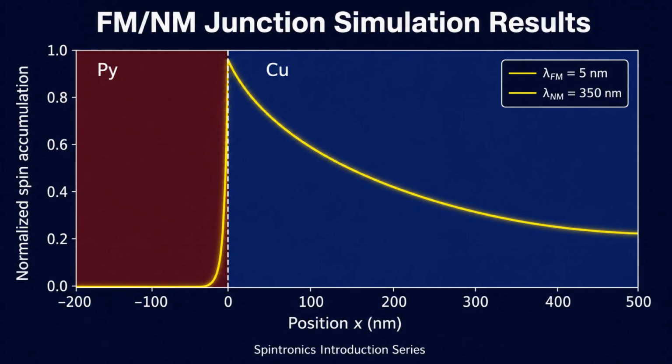The simulation results show the characteristic asymmetric profile. On the left, the ferromagnetic permalloy region shows rapid decay over just 5 nanometers. On the right, the copper region shows much slower decay over 350 nanometers. The interface at x equals 0 shows the peak accumulation. This asymmetry reflects the different spin transport properties of ferromagnetic and non-magnetic materials.